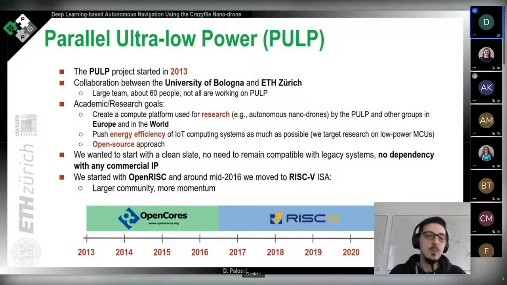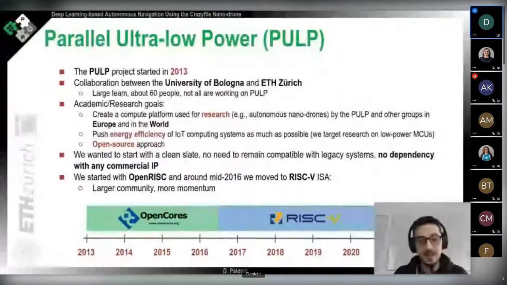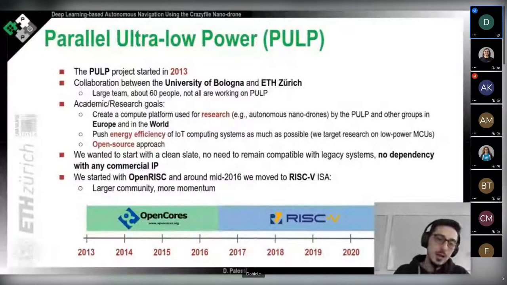Okay, we said PULP. PULP stands for Parallel Ultra Low Power. This is a quite mature project, started 7 years ago with a collaboration between the University of Bologna in Italy and ETH Zurich. Within this project, there are many people working on it, PhD students, senior scientists, and professors, and it is led by Professor Luca Benini. This project was started with a clear goal in mind, to create a new compute platform for researchers, but not only, with a strong aim of energy efficiency, to bring it to the next level.